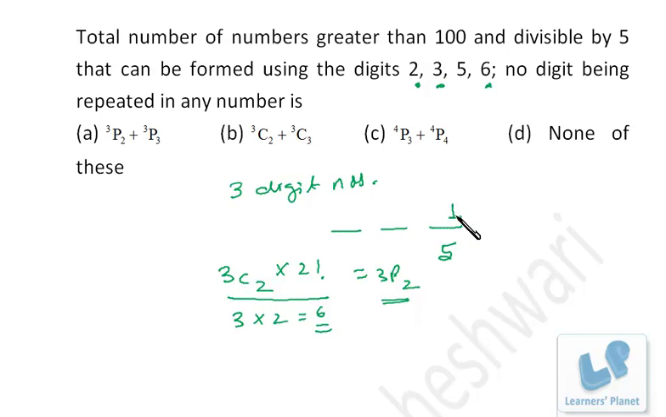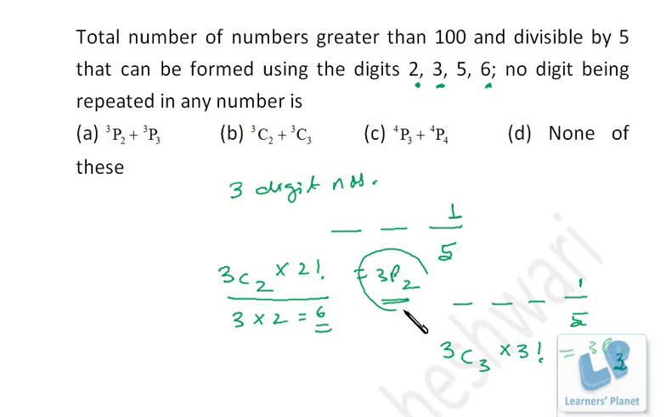Now let's take 4-digit numbers. So the condition will remain same. At the units place we have just one choice, that number 5 should be there. For the remaining places we have 3 numbers and 3 factorial arrangements, right? So we have to select 3 numbers out of 3 and arrangements will be 3 factorial. So precisely it is nothing but 3p3.